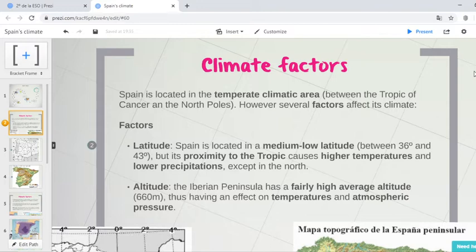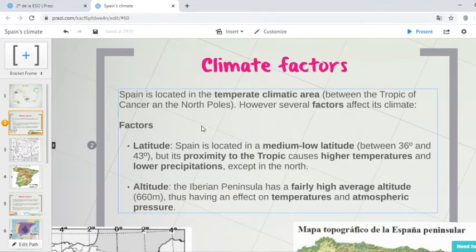Spain, obviously you know, is located inside the temperate climatic area. The temperate climatic area is the middle part of the Earth, in both the northern and southern hemispheres, located between the tropics and the poles. In this case, Spain is located between the Tropic of Cancer and the North Pole. Let's hear about the different factors. We are going to analyze and learn 5 different factors. The first one is the latitude.